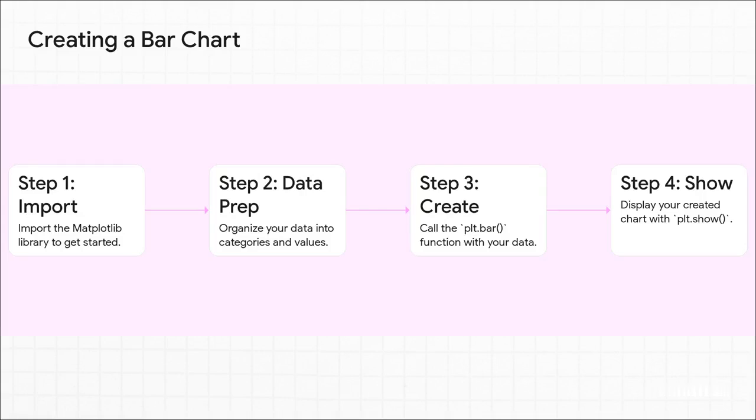Okay, let's actually look at the code. Don't worry, it's basically a simple 4-step recipe. First, step 1, we import the library Matplotlib. Think of this as getting your canvas and paints ready. Step 2, we prepare our data. This is figuring out what we're going to paint and how big each part should be. Third, the fun part, we call the plt.bar function. This is the moment we actually put the paint on the canvas and create the bars. And finally, step 4, plt.show. And that's us putting our finished painting on display for everyone to see. Seriously, that's the basic pattern for almost every single chart we're going to make.